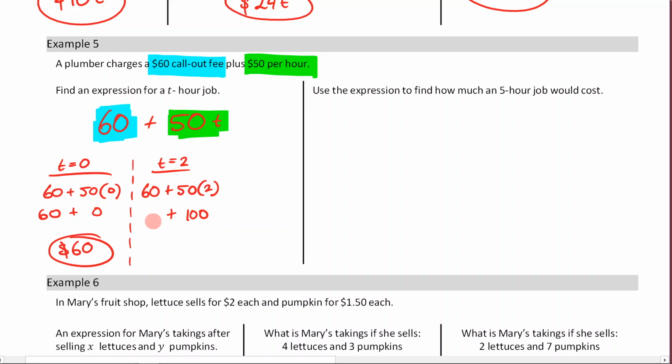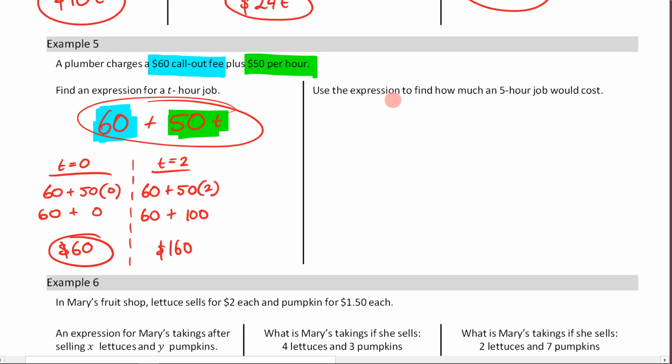But you also have to add onto that the call-out fee. And the call-out fee is $60. So 100 plus 60 is 160. So that is how this expression is working. So we just went through a couple of examples there. It wasn't necessary. All the question required us to do was to provide this part right here, but I just wanted to really walk you through what's happening there.